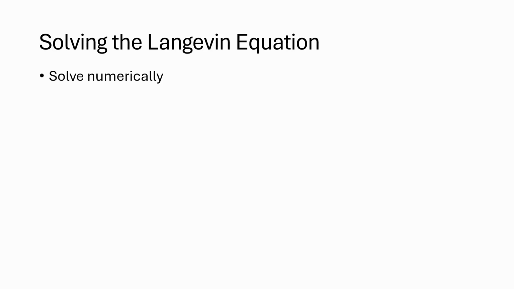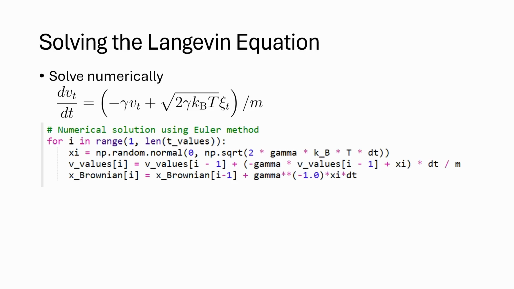So that's one approach to analytically solve the Langevin equation. What can actually be more useful and can be quite quick is solving it numerically, and then you can look at specific stochastic trajectories. So here, this is the equation once again where we have the velocity, so not the Brownian dynamics, but the full Langevin dynamics. And a simple method to solve this is to use a numerical solution using Euler's method.